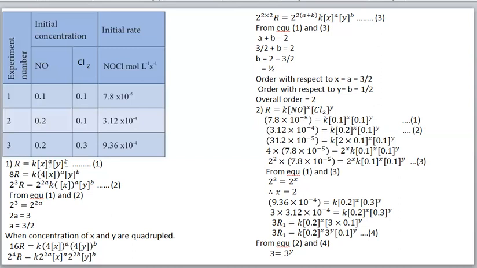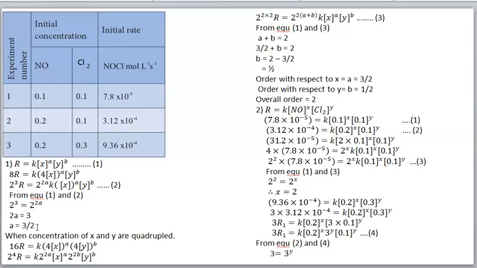X power A, Y power B also we cancel. So the remaining term, 2 to the power 3 is equal to 2 to the power, sorry, 2 to the power 2A. Okay. So 2 to the power 2A is equal to 3, or A is equal to 3 by 2. Okay. Then we have to find out B.